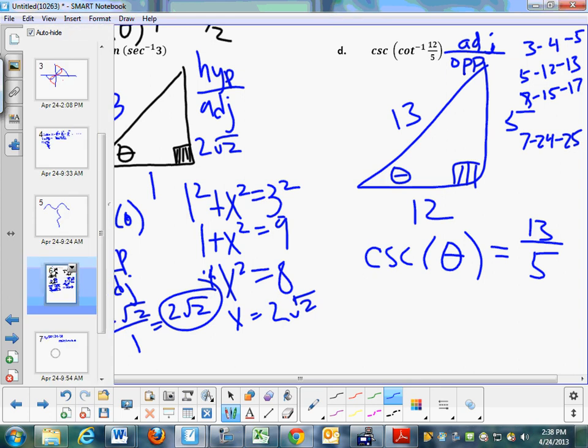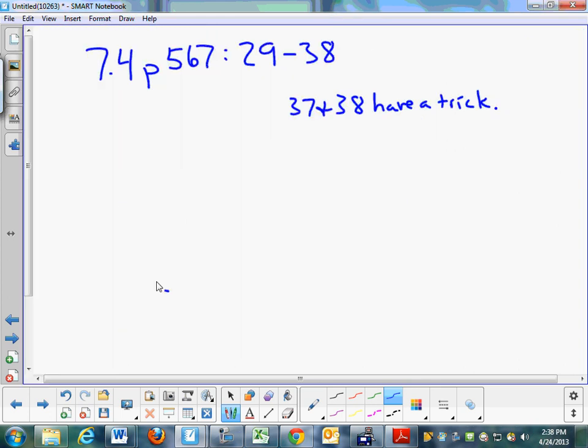Here is your assignment. 7.4, page 567, numbers 29 through 38. 37, 38 have a special little trick. I'm not going to tell you what it is, but there you go.